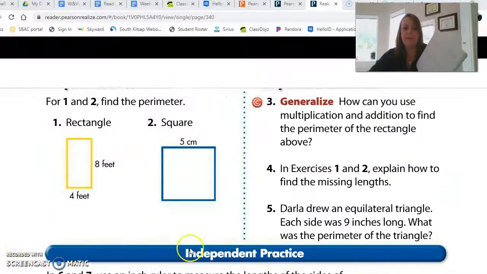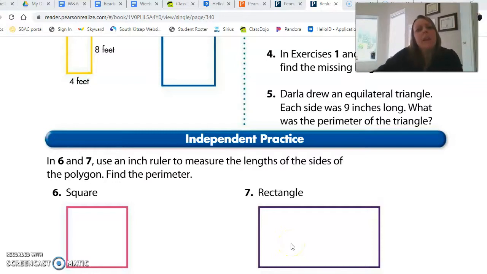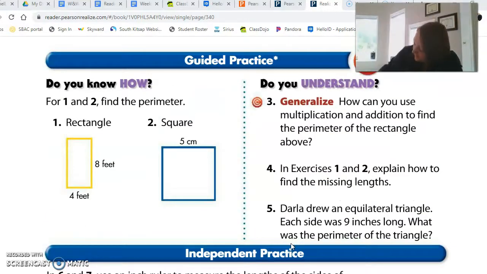All right, number 4. In exercise 1 and 2, explain how to find the missing lengths. Well, what do we know about a rectangle? A rectangle has equal opposite sides, right? You could also say it has opposite sides that are equal. That might make more sense.